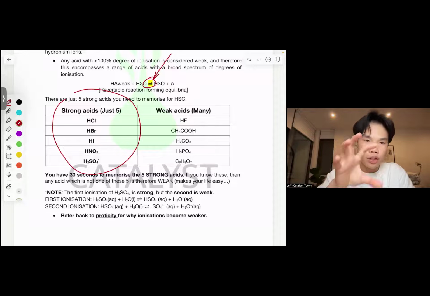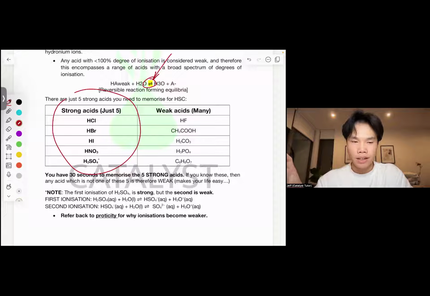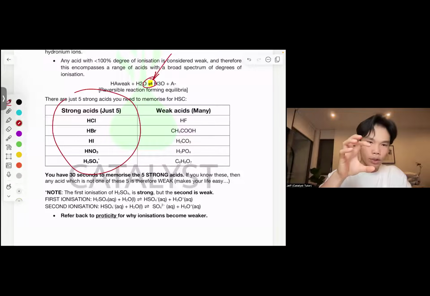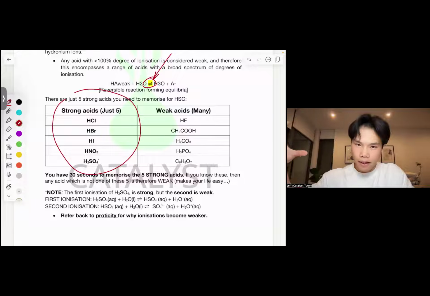But if you know these 5 strong acids, you then know all the other weak acids. So memorize it that way. If you know these 5, every acid that is not one of these 5 or one of the perchloric acids is then weak. So HF, acetic acid, every other acid is then weak.